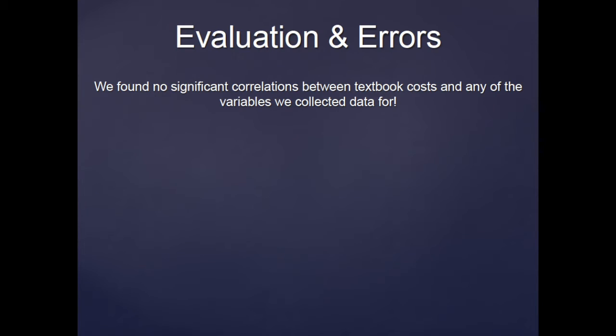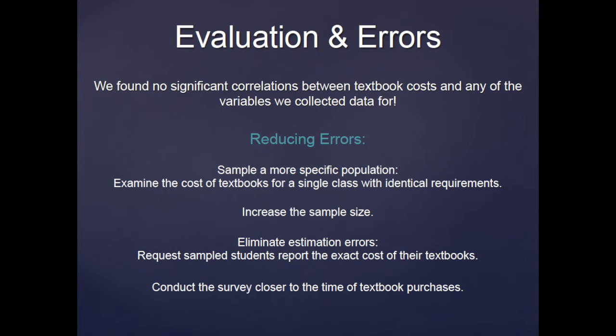While it is possible that no correlations exist between the variables we selected, we believe that our survey methods contain several areas where potential errors affected our results. To improve the study, we suggest sampling a more specific group and a more controlled population to reduce the influence of other variables. One way to do this would be to limit the sample to one specific class where the sampled students all have the same required textbook to purchase.